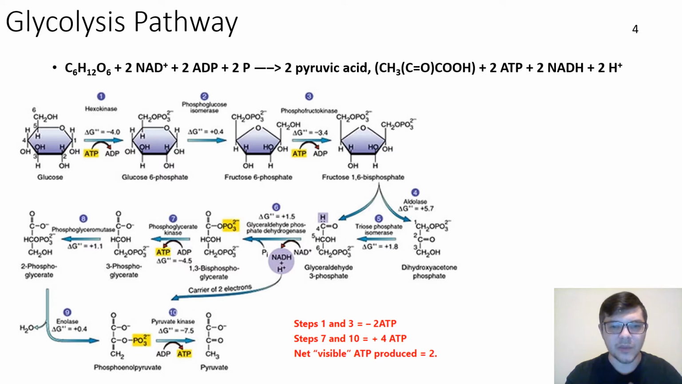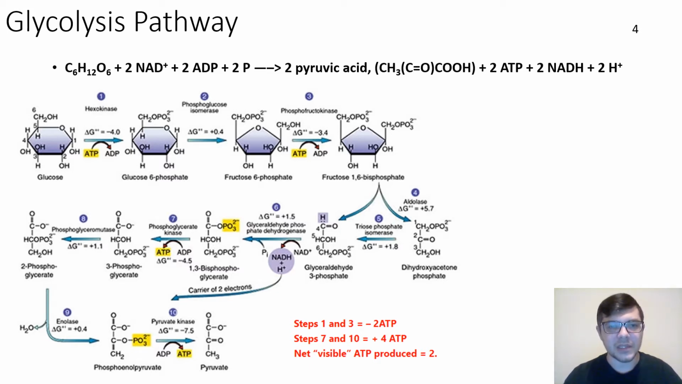And so there's, in the red, you can see at the bottom it says steps 1 and 3 minus 2 ATP. That's the 2 you have to put in. Steps 7 and 10 you get plus 4, because once again it's the ATP generation twice. And so you have a net ATP of 2 generated.